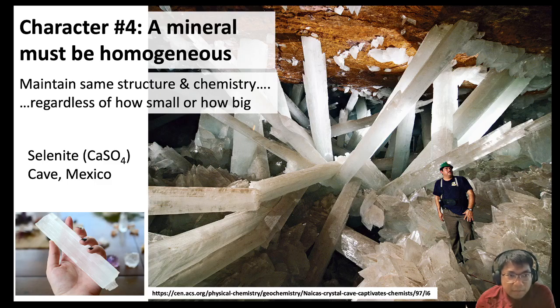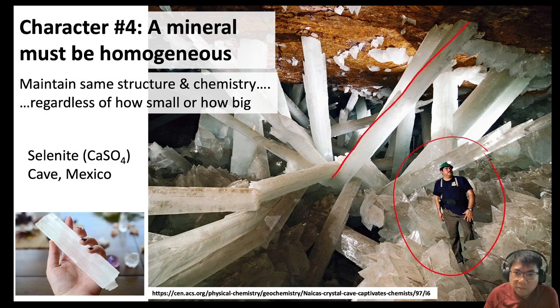This is another example of a homogeneous mineral. This mineral is called selenite, and this picture right here is from Mexico. As you can see, there's a person standing right there. You can see that the selenite crystal is so big. Look at that. It's very, very tall. And you'll notice that the crystalline structure of selenite is tabular. It is very long.